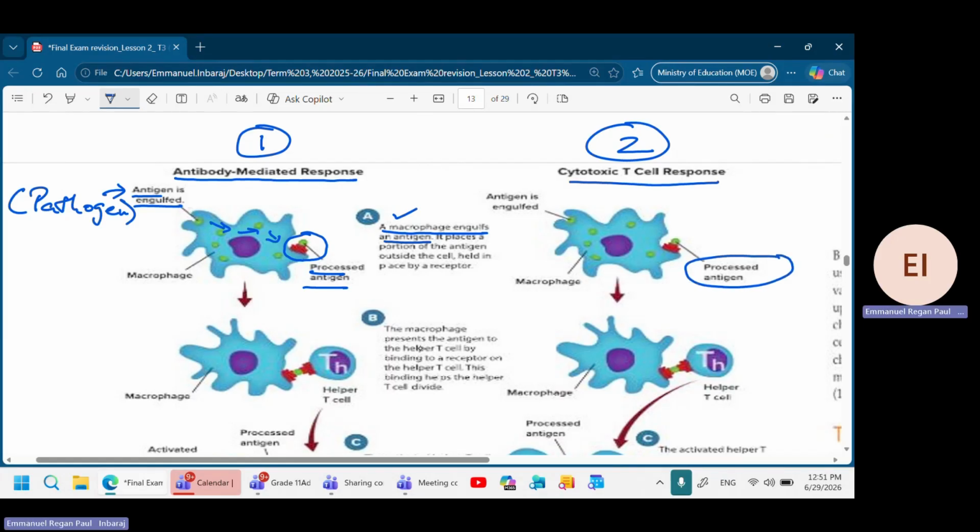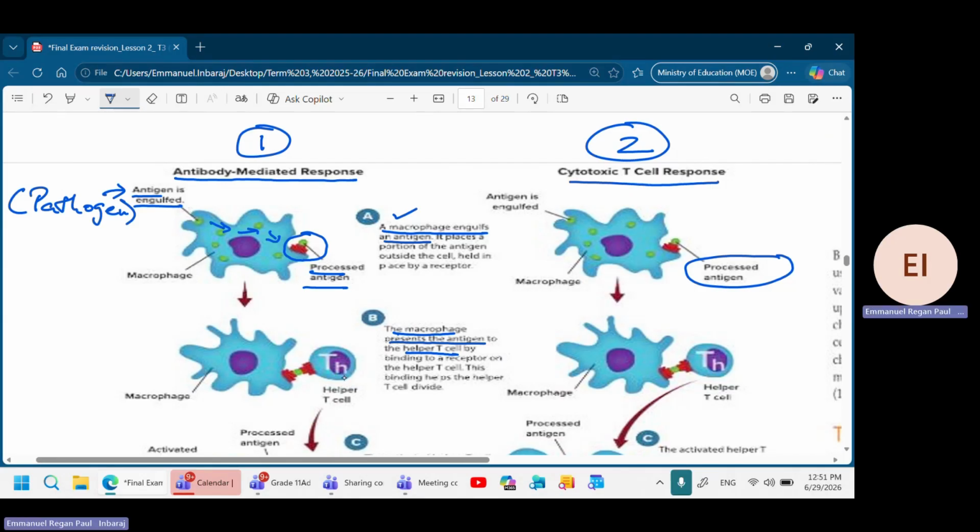Now what happens in the second stage? See, the second stage is also the same. In both the responses, it is the same. In cytotoxic, it is the same. In antibody, it is the same. Let's see what this is. The macrophage presents the antigen to the helper T cell. See, this is TH. These are T cells, but they are called helper T cells.